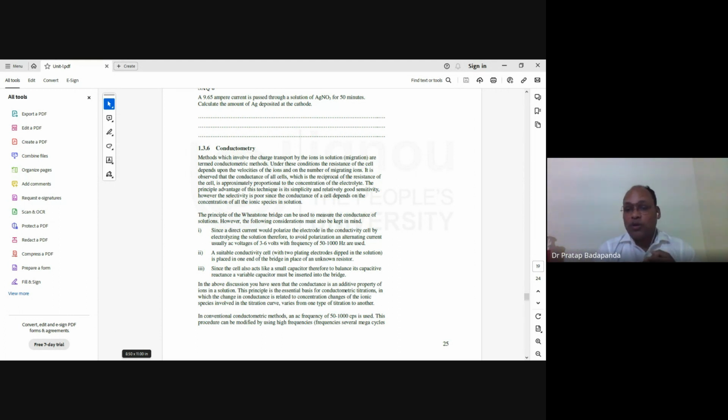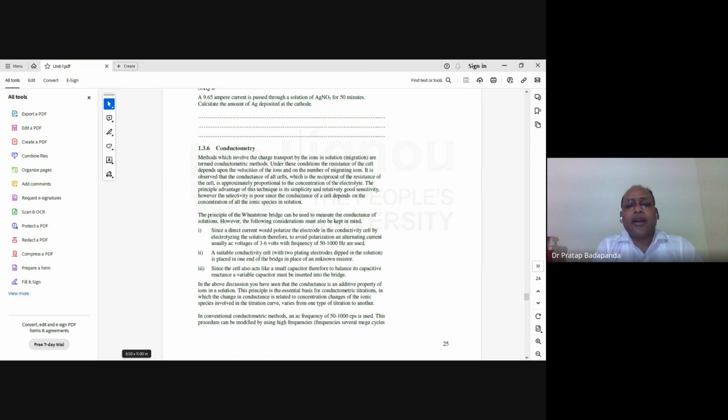If the flow of charge is less, that means resistance is more. As I told you, conductance is reciprocal to the resistance, or vice versa. So if resistance increases, that means the flow of charge is less, so the current flow will be less. That is why this process helps to find out how much charge is passing, the migration of ions. So this is the principle.